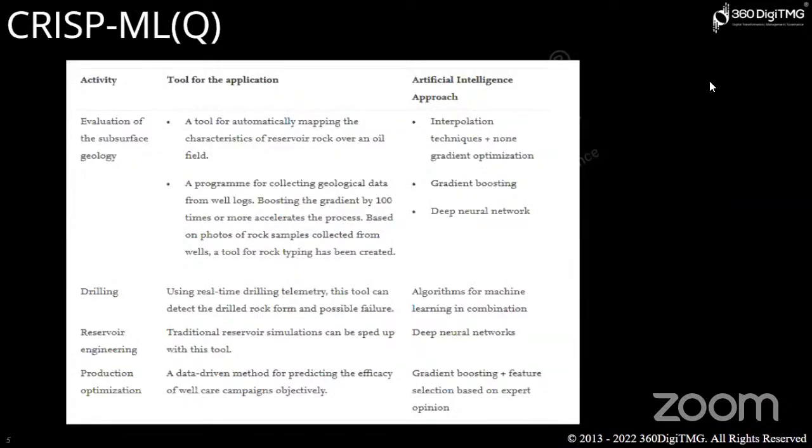So specifically when we are speaking about the oil and gas process, we have different processes going on. For example, we have evaluation of the subsurface geology, right? That means we are going to develop a tool for automatically mapping the characteristics of reservoir rock over an oil field. We discussed this yesterday, right?